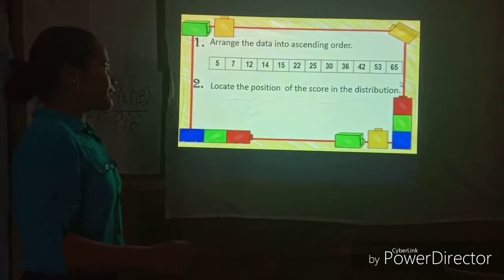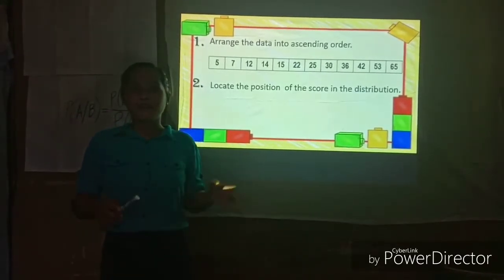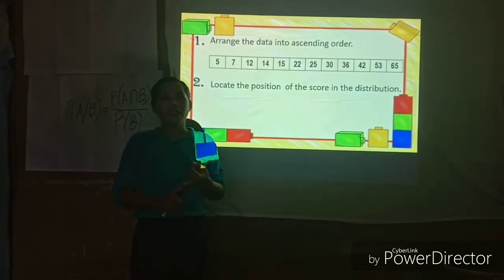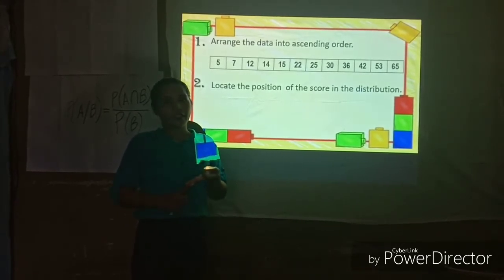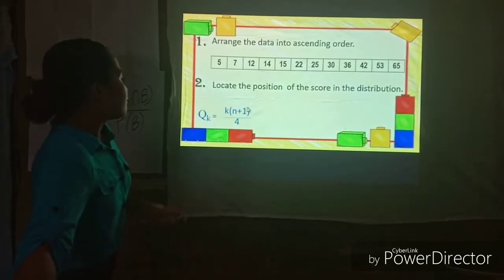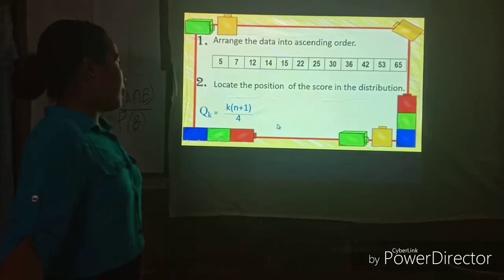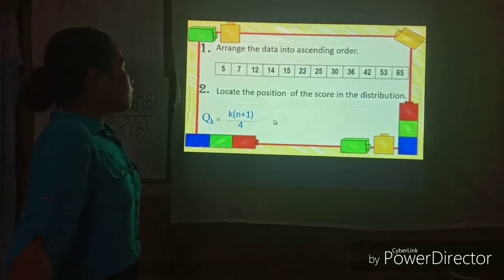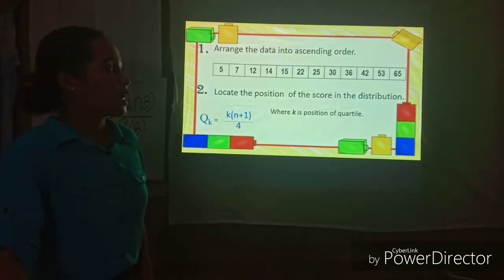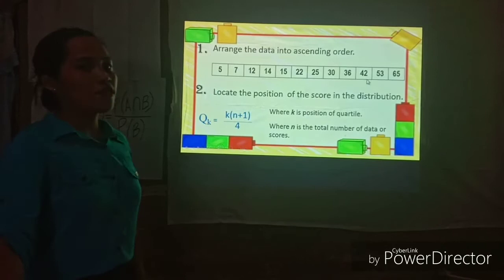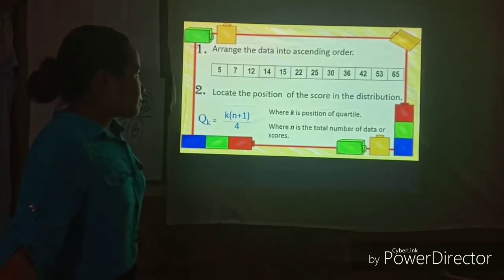Next is to locate the position of the score in the distribution. We have 3 positions in quartiles, right? The Q sub 1 or the lower quartile, Q sub 2 or the middle quartile, and Q sub 3 or the upper quartile. This is the formula we use to find the position of quartiles: Q sub k equals k times n plus 1 over 4, where k is the position of the quartile and n is the total number of data or scores. So we're going to find the 3 quartiles of this problem.